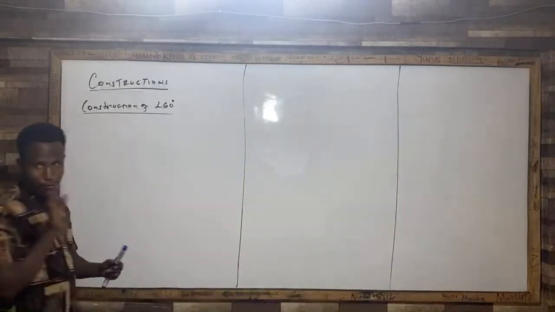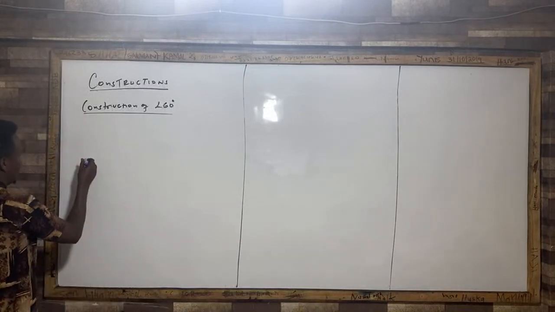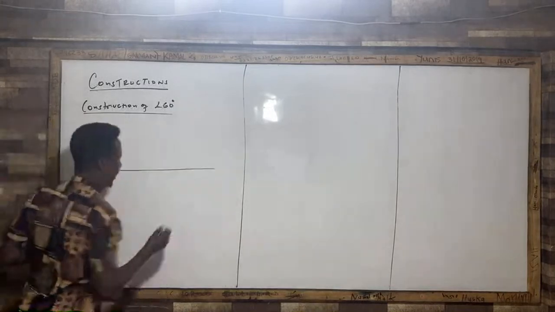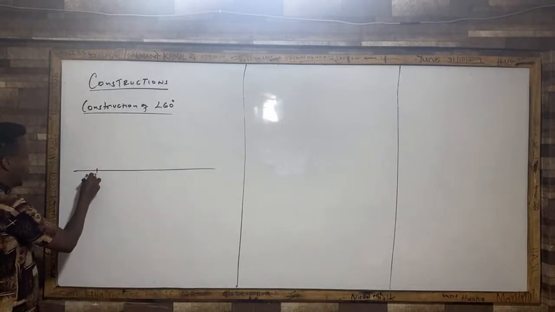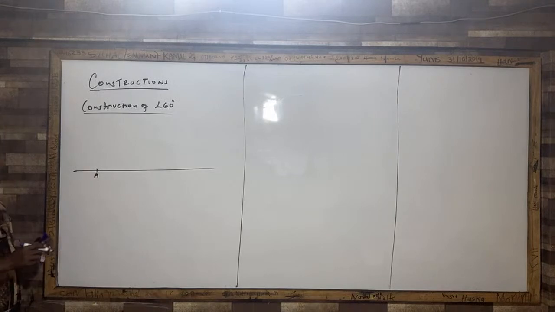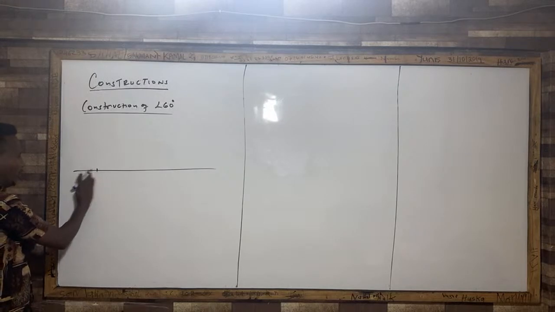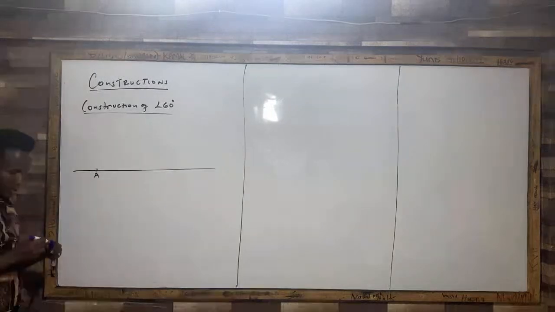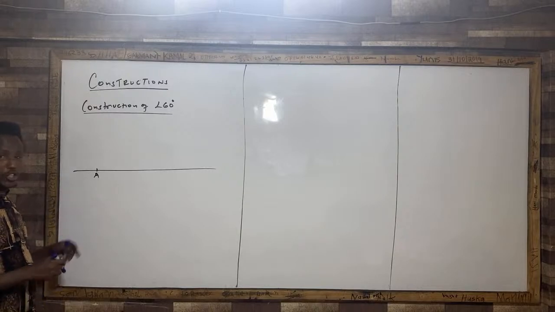This is the procedure. Follow me. Make sure you have your set. Draw a straight line. Mark a point and call it A. So this is A, or any letter. So I want to construct an angle of 60 degrees at this point called A.